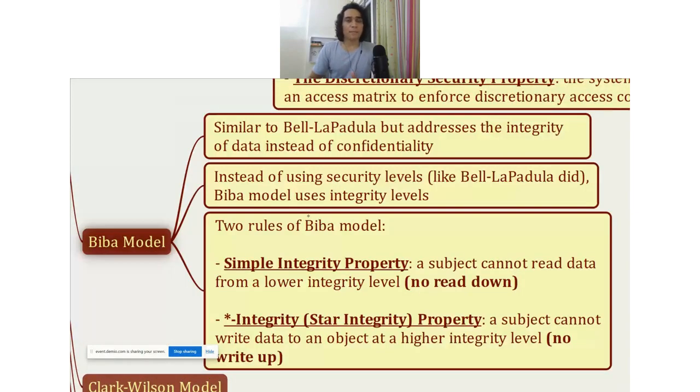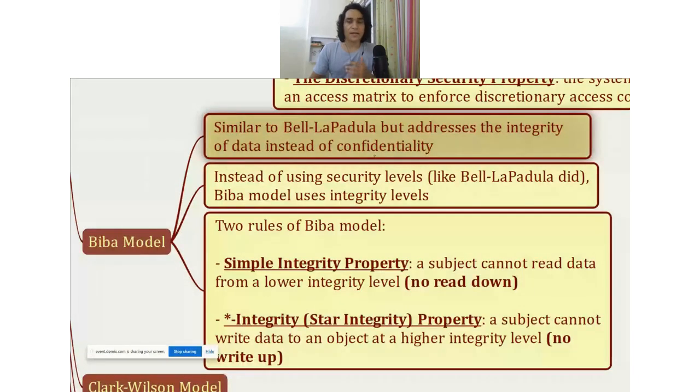And the next model is Biba model. So what is Biba model? It is very similar. It came after Bell-LaPadula. So Bell-LaPadula model was built first, and then Biba model was built. And it is similar to Bell-LaPadula, but it addresses the integrity of data.